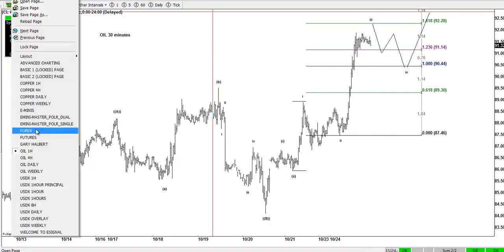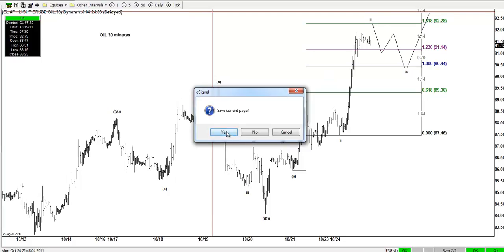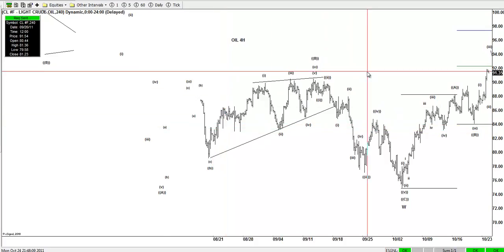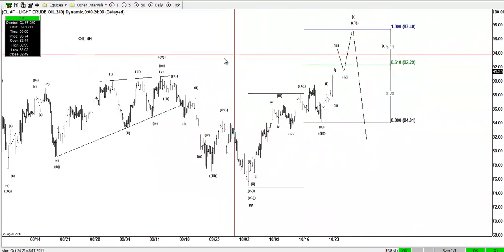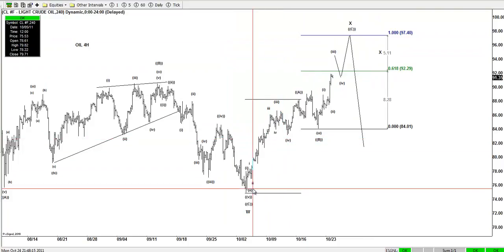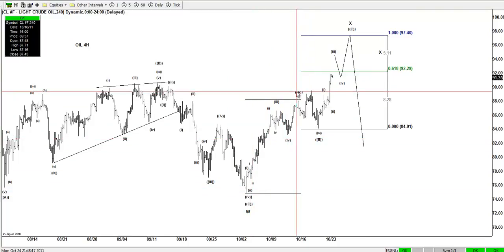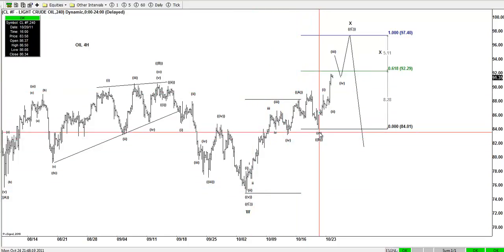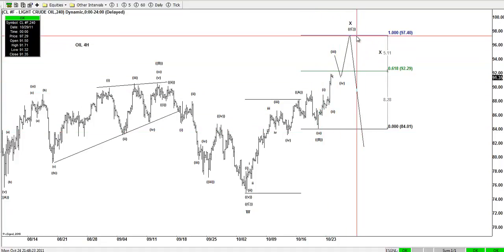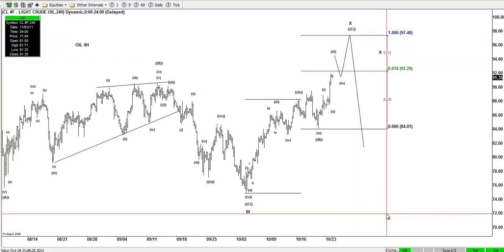We've been saying that oil is going to go straight out to 95. It's going to go to 95 or to 100. And guess what? That's where we are, 97.40. Looking at the 4-hour, it looks like it completed A, did a flat B, and then 1, 2, 3, 4, 5 to around 97.40 before going lower.